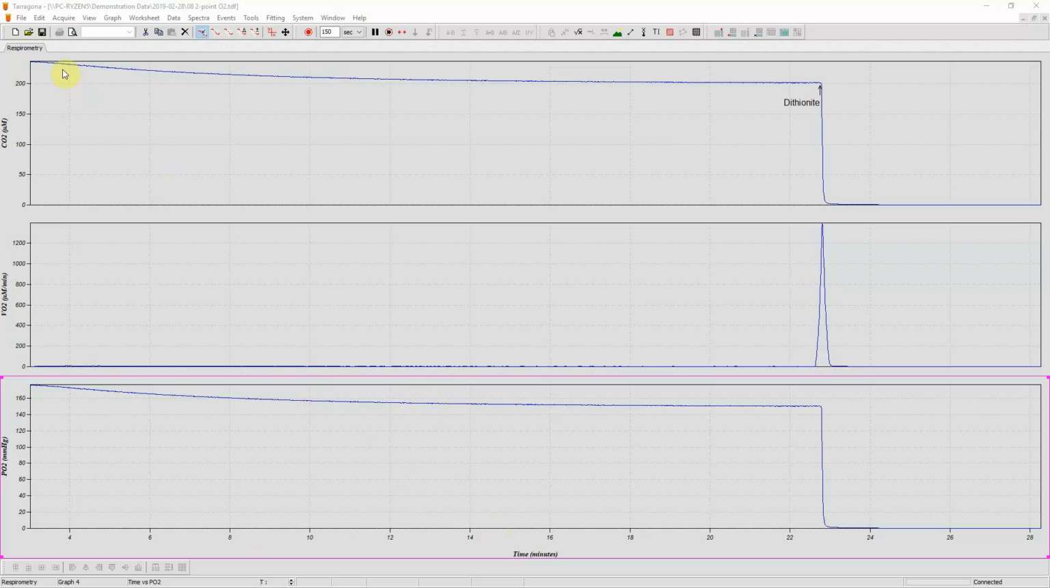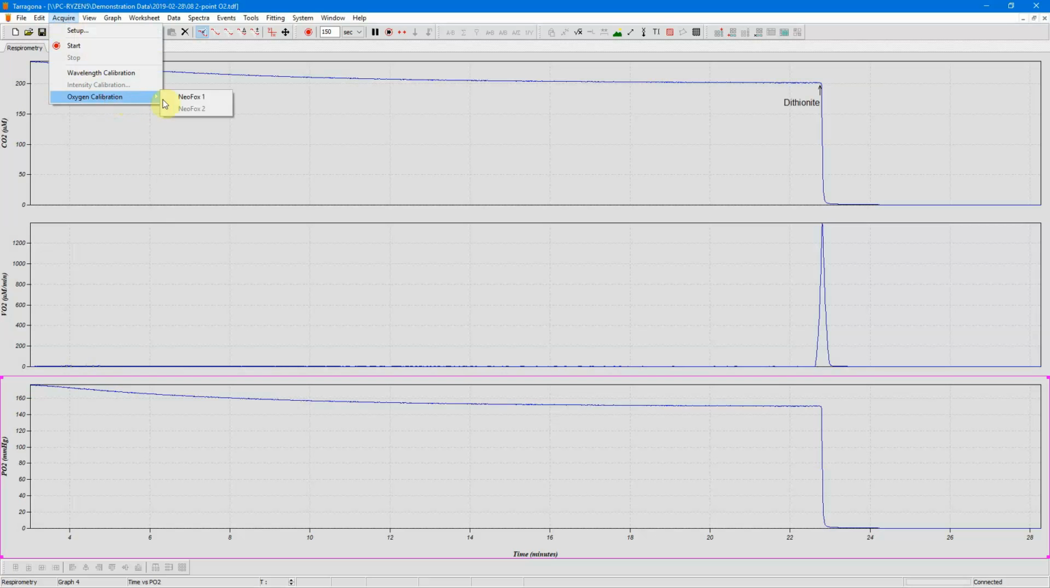The first part of my data is my chamber equilibrating with air, and you can see it takes about 20 minutes. Then at this point I added a few crystals of dithionite, and that consumed all the oxygen in the chamber and gave me my 0 point. So now I have 2 points, my air equilibrated point and my 0 point. To use this data to calibrate, I choose Acquire, Oxygen Calibration, and the NeoFox I wish to calibrate.